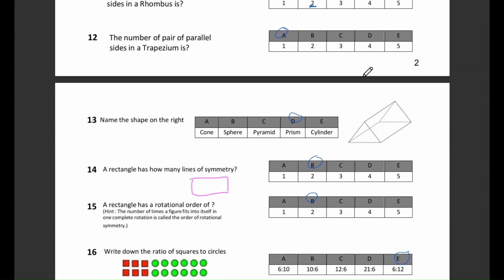Question 12. Question 12 asks, how many pairs of parallel sides does a trapezium have? The multiple choice answers are A1, B2, C3, D4, and E5. A trapezium, by definition, always has exactly 1 pair of parallel sides. So the correct answer here is A, 1.